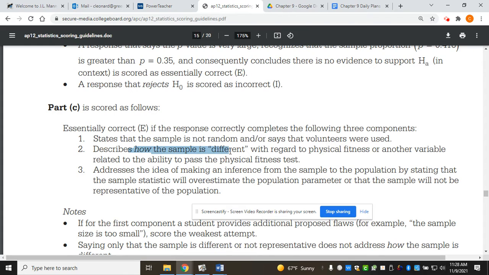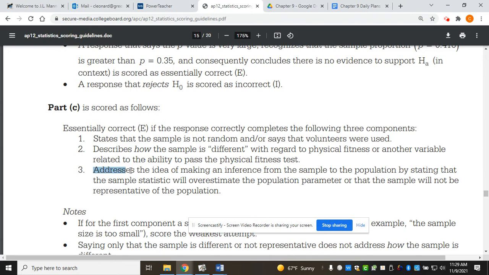Describes how the sample is different. So there is a response variable that is being measured. The group that we have would have different response variables than those who weren't selected. So how the sample is different with regard to the physical fitness or other variables related to passing the actual physical fitness test. That's what we're talking about, like our response.